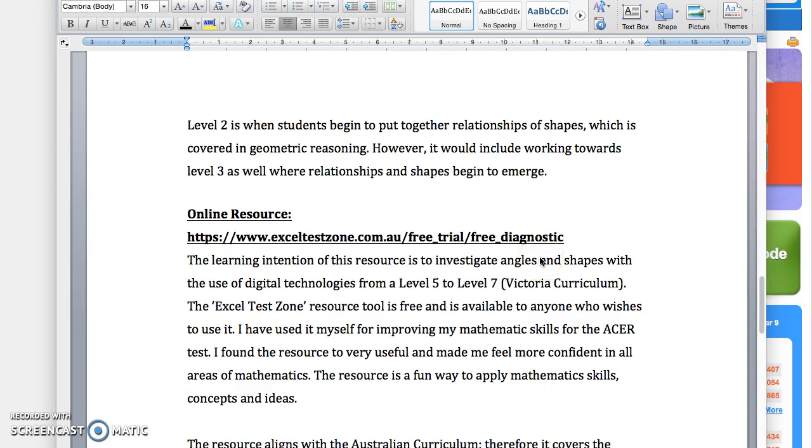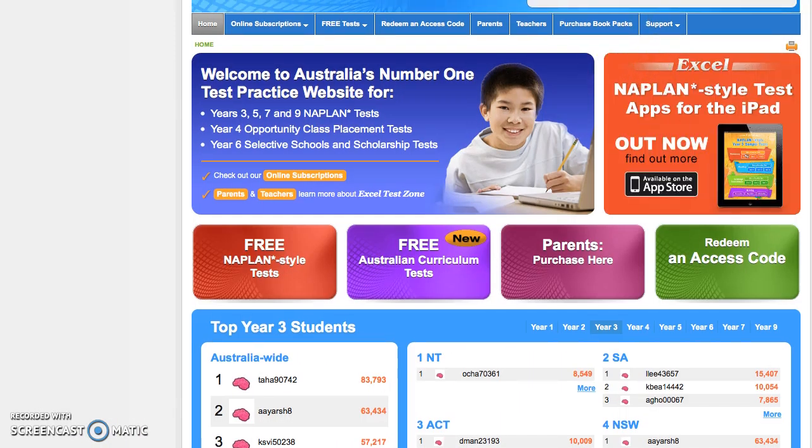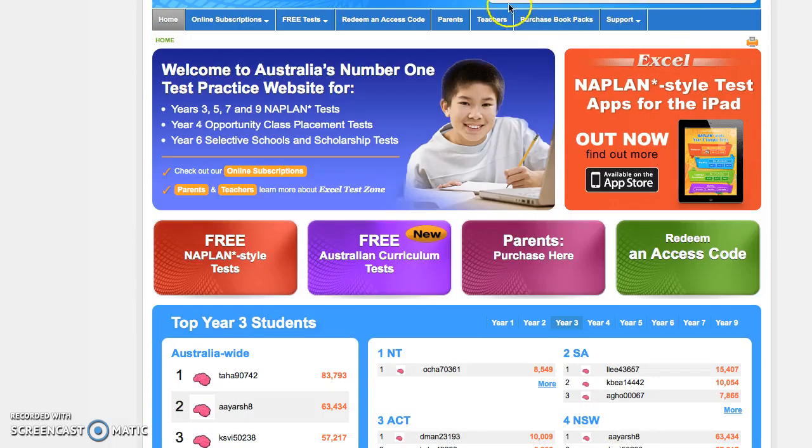The online resource that I found is called Excel Test Zone. The learning intention of this resource is to investigate angles and shapes with the use of digital technologies from level 5 to 7, so that can be seen in the Victorian curriculum. So this here is the online resource, Excel Test Zone.